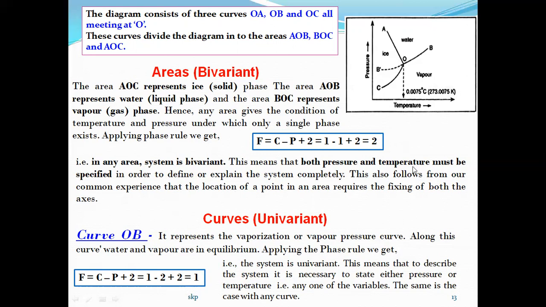Hence, in any area the system is bivariant. This means both pressure and temperature must be specified in order to define the system completely. So if we want to mention the liquid phase of water, we should mention at what pressure and at what temperature the liquid phase is present. Similarly for ice and the vapor phase of water. That's why it is called bivariant.